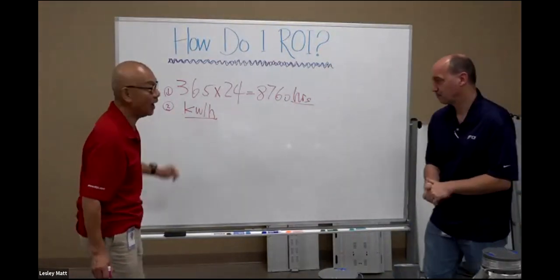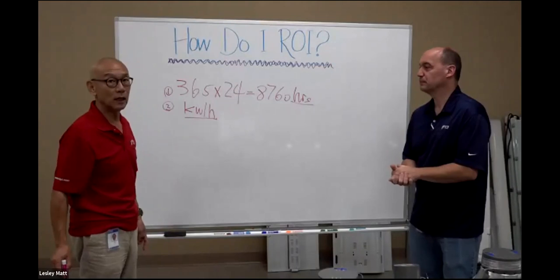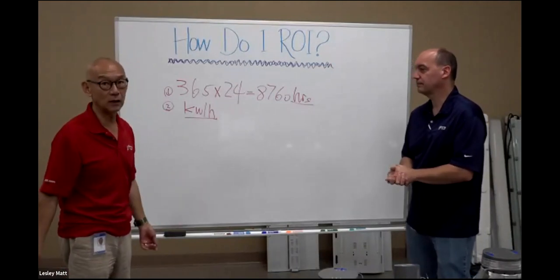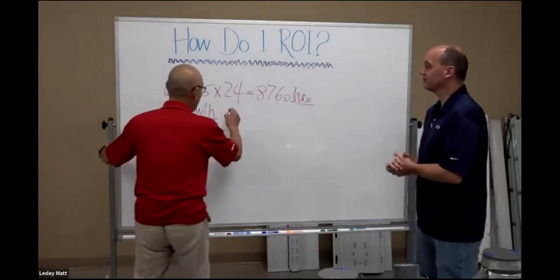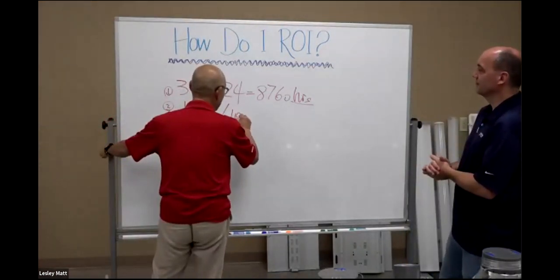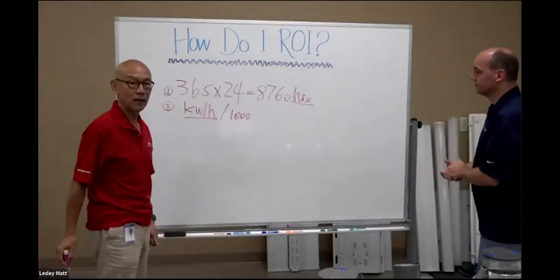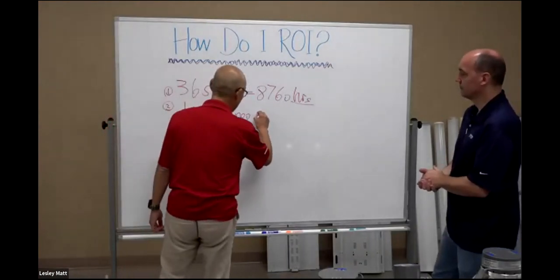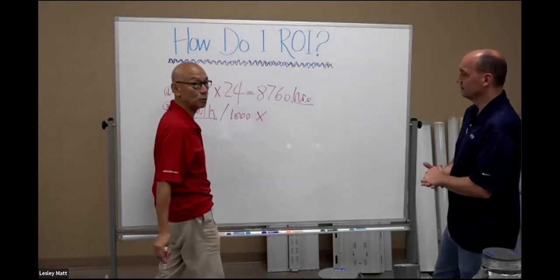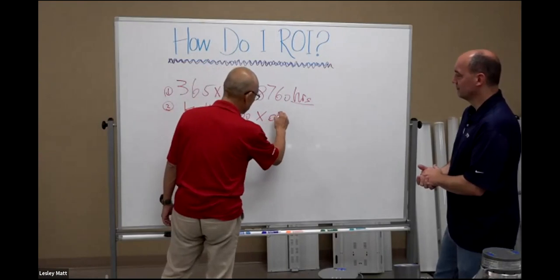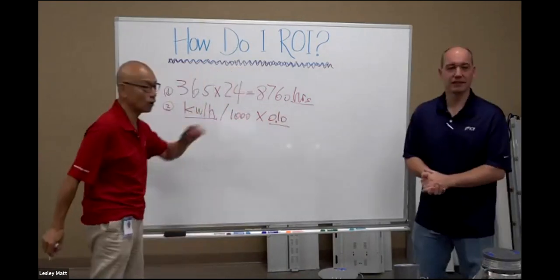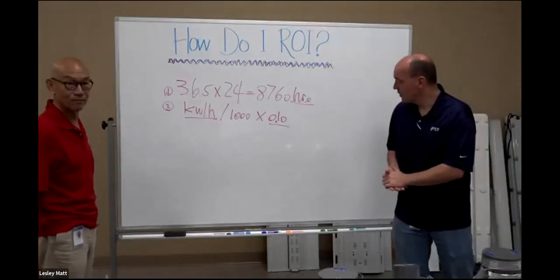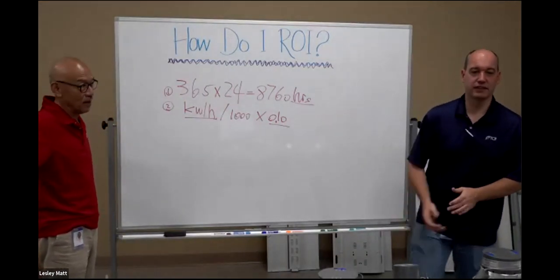And obviously, the simple way to do it, in order to calculate per watt, you divide by 1,000. Am I right? Yep. Then you multiply by the rate. If it's 10 cents per kilowatt-hour, yes or no? I believe that's all correct. Is it 10 cents or is it 11?